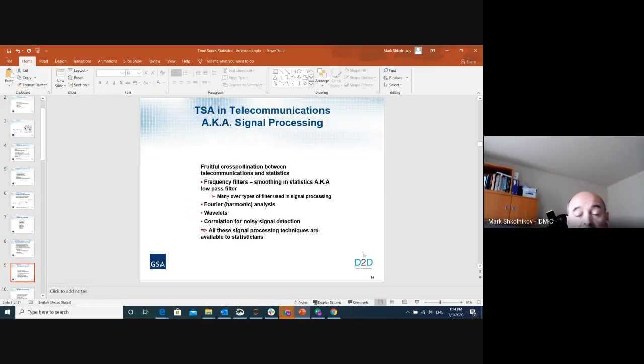So the other thing I would like to mention is that there is, and there was, very fruitful cross-pollination between telecommunications and statistics. So statisticians are using some techniques that came from telecommunications. And of course, signal processing is using a lot of things from statistics.